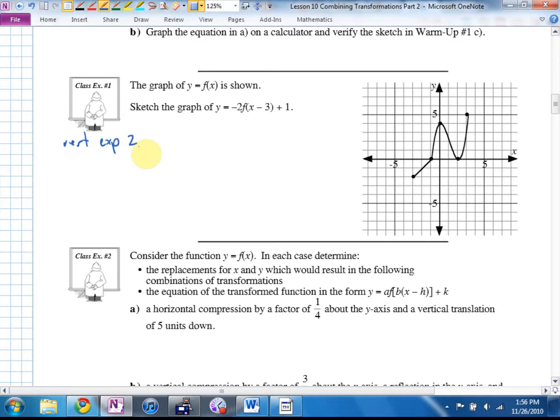No. Next thing I look for is reflections. Now, when I say reflections, you know what you're really looking for? Negatives. They're pretty easy to spot. There is a reflection, vertical or horizontal. Vertical reflection.